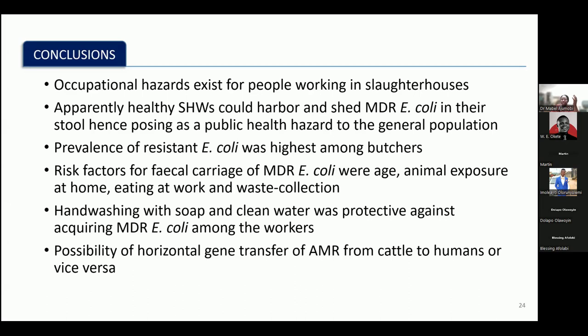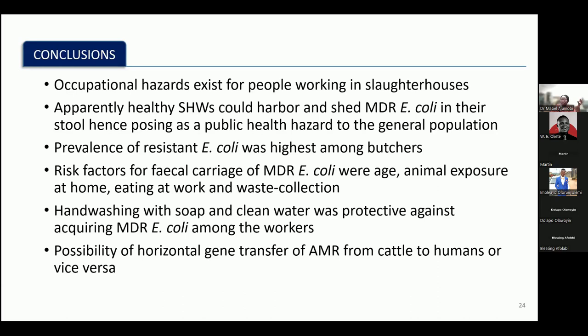The prevalence was highest among butchers, as we saw in the data that I presented, and the risk factors were obvious. There were exposure to animals at home, eating at the abattoir when you're working, of course, your hands are dirty. There's a tendency to get your food contaminated and you're taking the bacteria, so the chances are high. Then those that collect the waste, of course, if they don't wear personal protective equipment, like their gloves, like their gowns, they are also at risk.